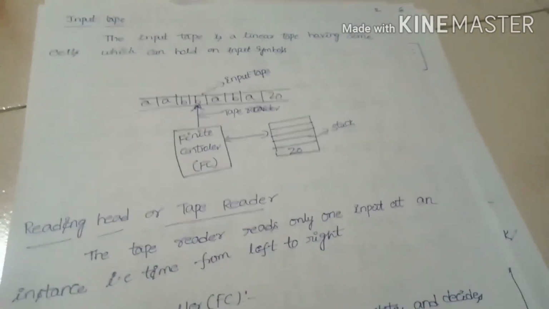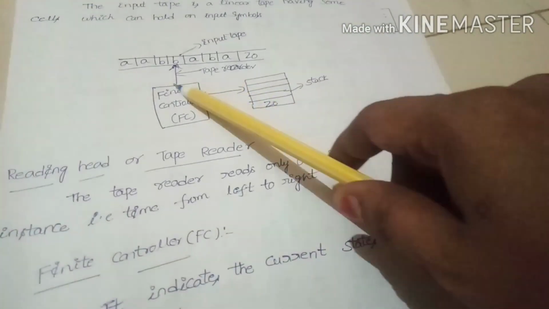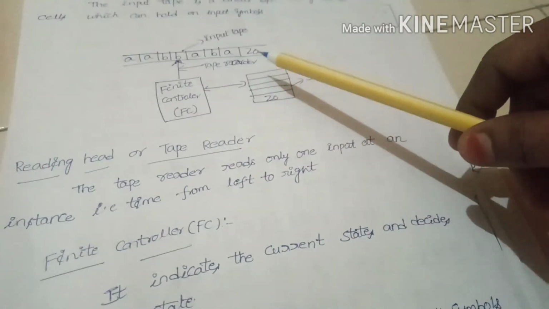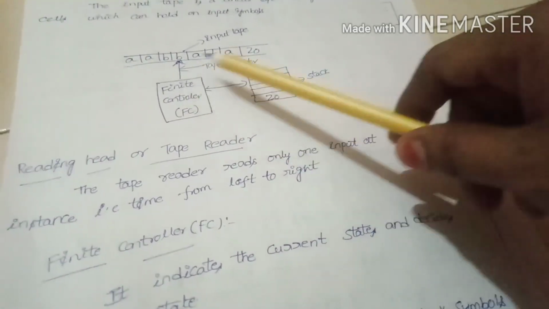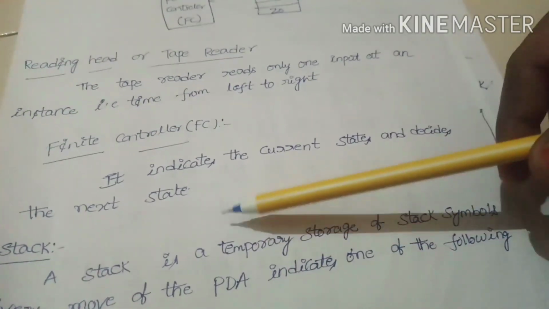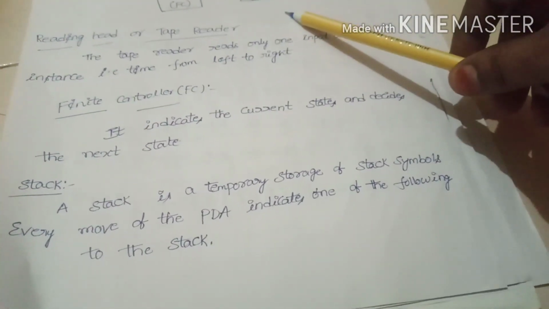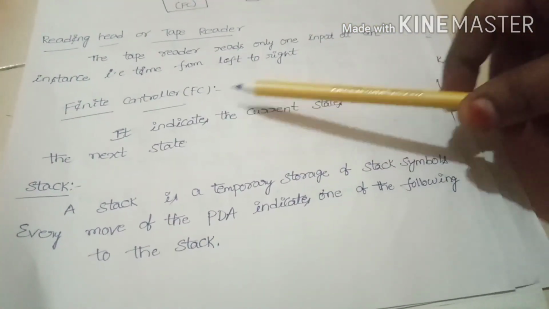Next, how do we read ahead? This is the tape reader. The tape reader reads only one input symbol at any instance, from left to right. Next, the finite control indicates the current state and decides the next state. Next, the stack. The stack is a temporary storage of stack symbols. Every move of the PDA indicates one of the following operations on the stack.